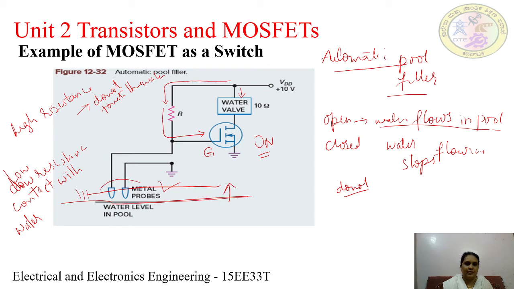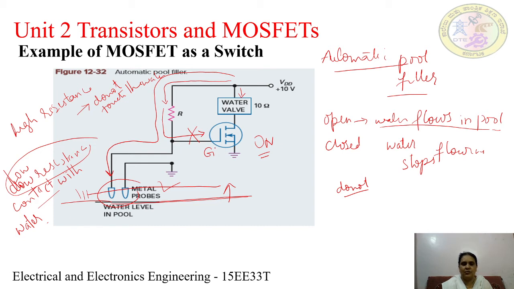Now the metal probes come in contact with the water. So they exhibit a low resistance. So now the same current which was flowing to the R, instead of flowing to the MOS, flows to the metallic probe. So no current flows to the MOS in the second case.